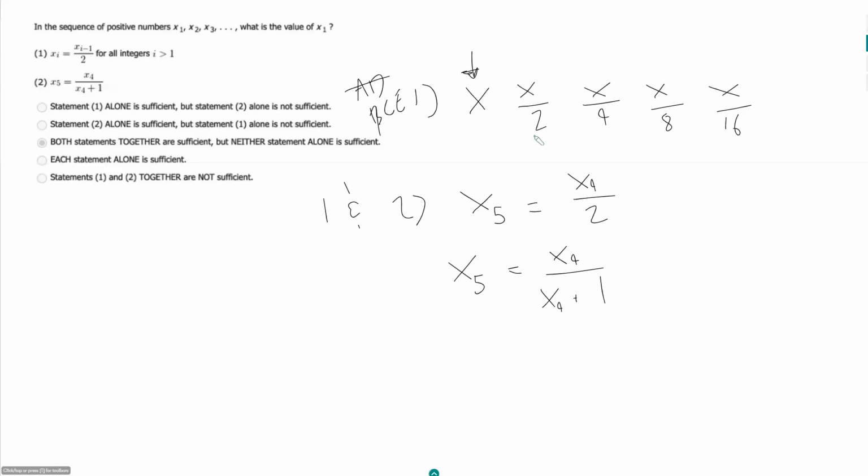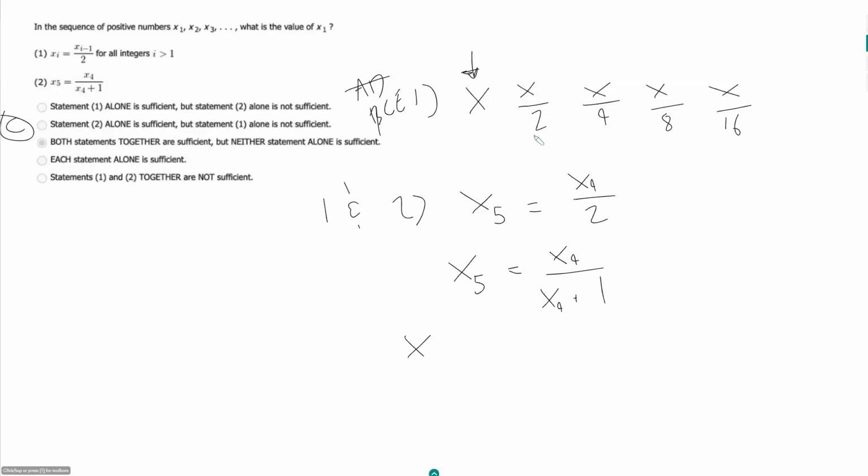And so I can set these two equal to each other and solve for the fourth term in my sequence. And if I can solve for the fourth term, I should be able to solve for the first term, because I just have to multiply by 2 to get to here, then multiply that by 2, and then multiply that by 2 again. So this looks like C is going to be our answer. Let's actually solve this, though.